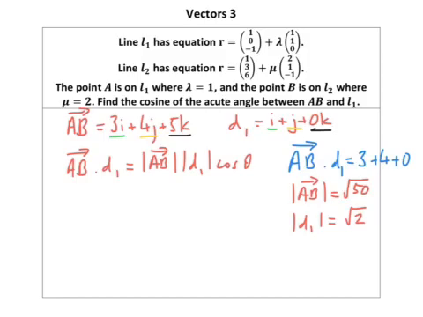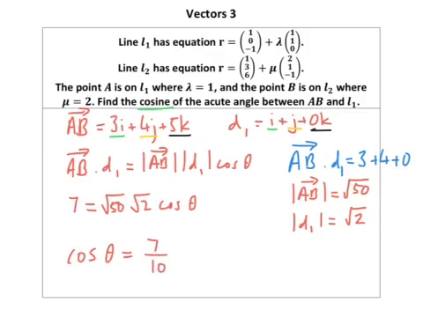Now I can put this into my formula. So I've got AB dot d1, which I've got as 7, equals root 50 times root 2 times cos of theta, and it asks us to find the cosine of the acute angle between them. Now, root 50 times root 2 is root 100, which is 10, and so therefore cosine of the angle is going to be 7/10, and that's all we need to do.